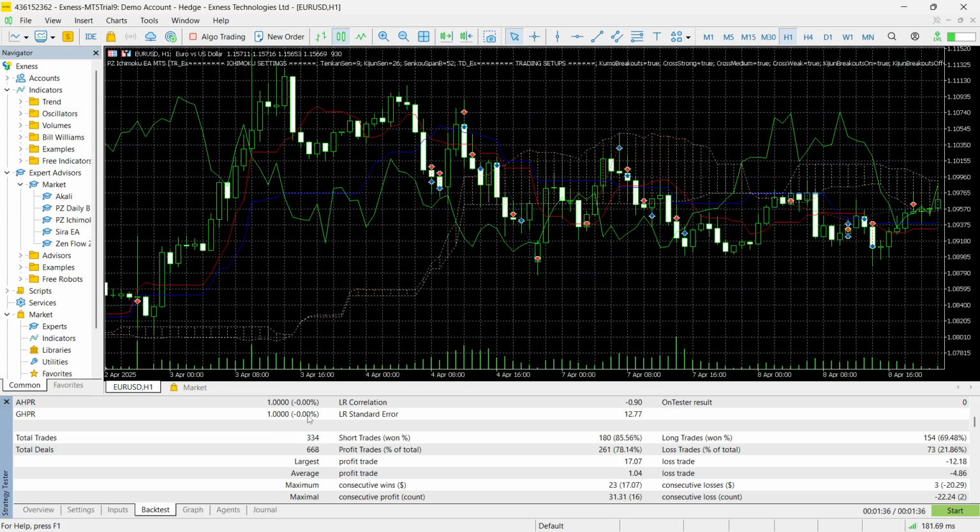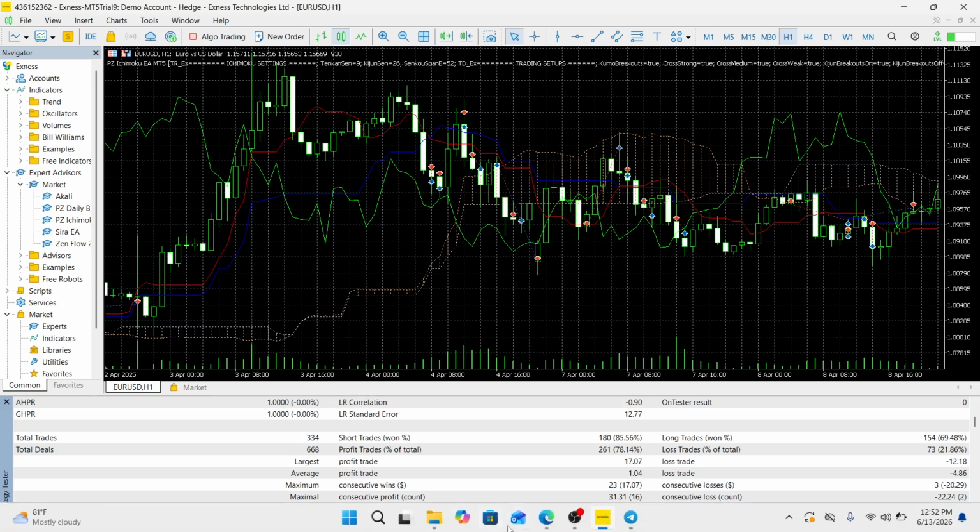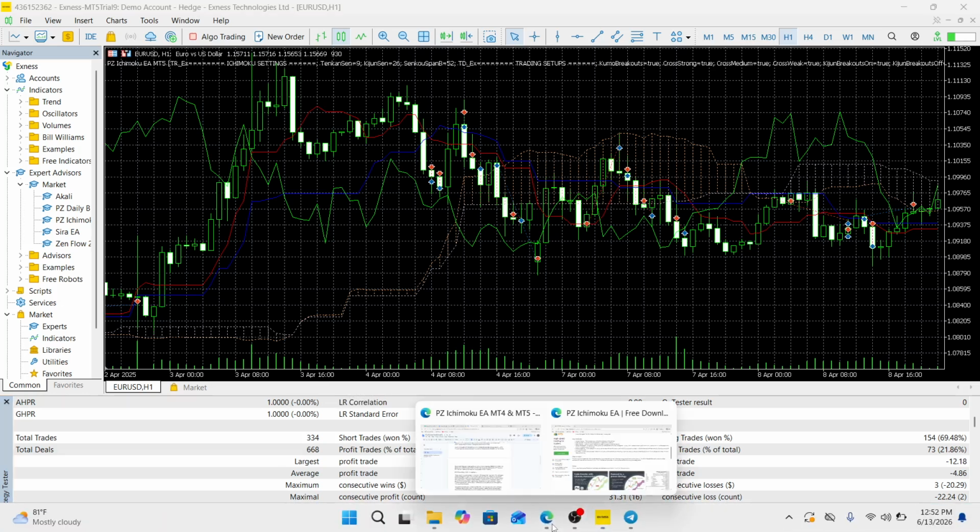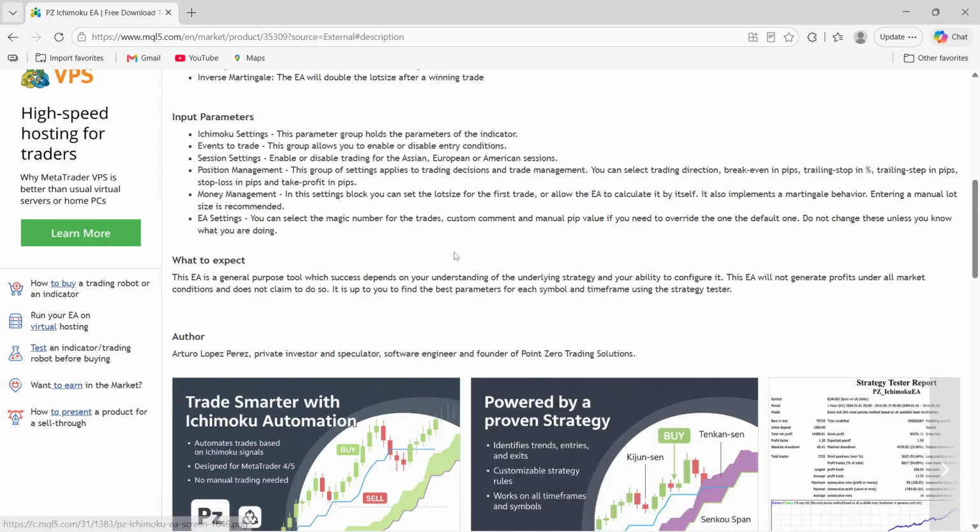Key inputs that actually matter include those entry condition toggles, the session filters, and how you handle trailing and risk. Martingale is there, but honestly, I would say you should stay far away from it. Let's head back to the page.